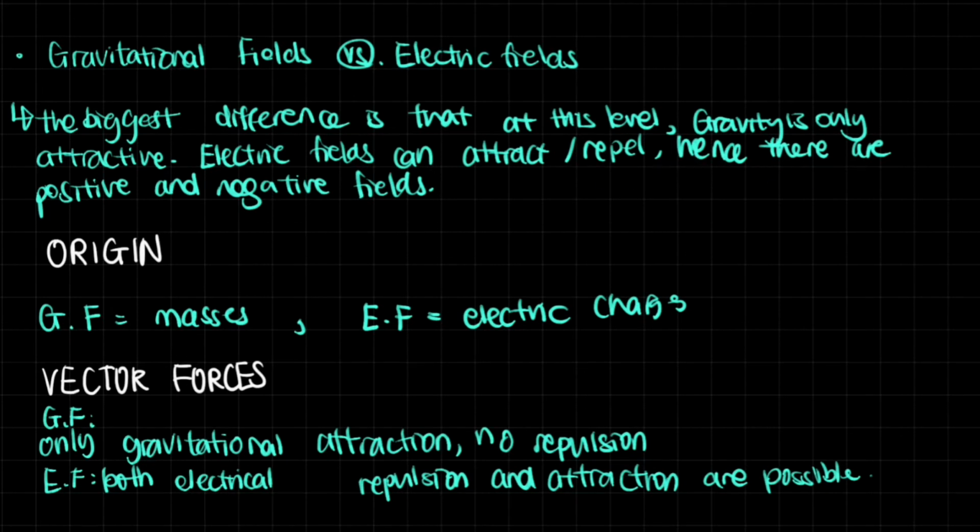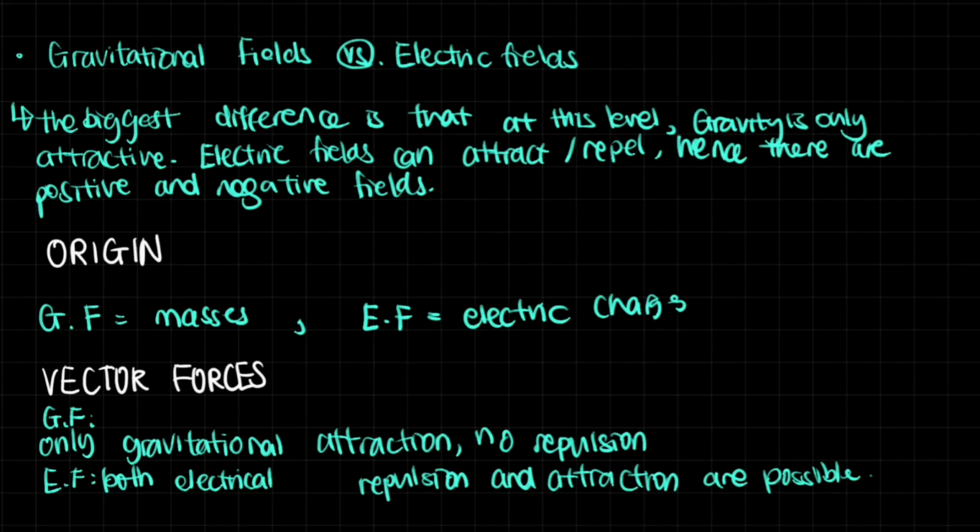Hence, there are positive and negative fields for electric fields. However, for gravity, we've only talked about attractive fields. The Earth is attracted to the sun, the moon is attracted to the Earth, but we have not yet heard of a case of mass repelling another mass. Actually, as things get more complex, there is a thing called negative mass, which can also give a negative field. But it's important to remember that at this level, which is year 12 physics, gravity is only attractive.